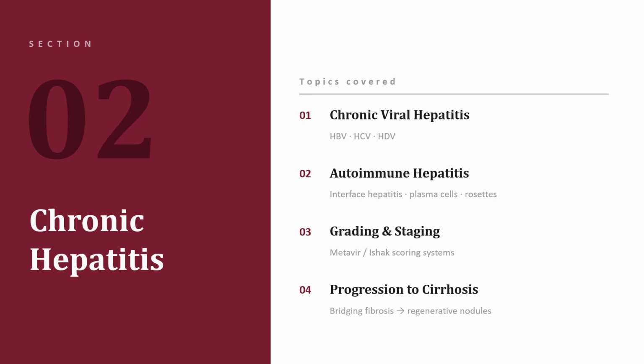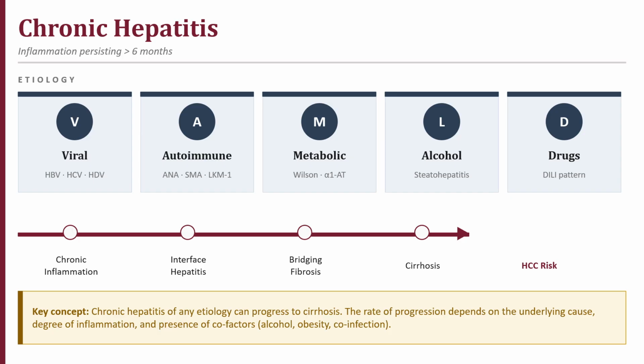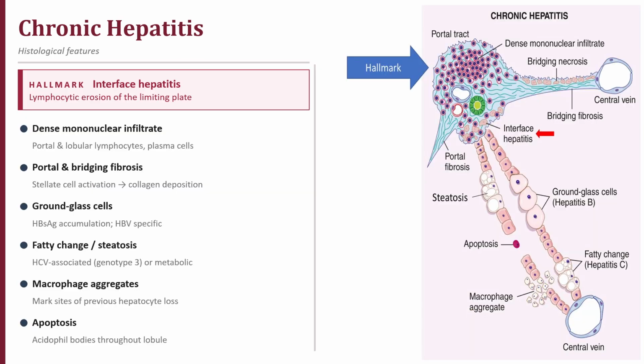Remember, most of the biopsies from the liver for hepatitis are mainly for chronic hepatitis. Etiologies that cause chronic hepatitis can be viral, autoimmune, metabolic, alcohol, or drugs, but all can progress to cirrhosis. In chronic hepatitis, morphological changes are more pronounced as compared to acute.